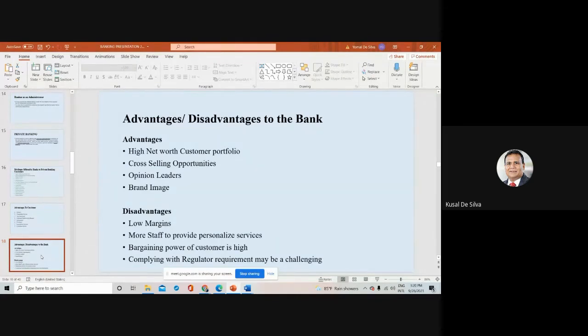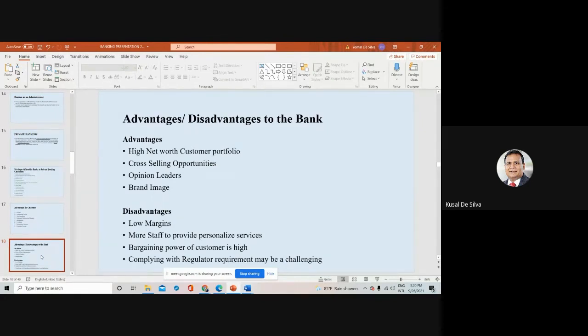Sometimes they may have grandchildren, and they may want to open a minor savings account for them. So these are cross-selling opportunities, and even the grandchildren will come along with them to the bank, and from their small days they will get familiar with the bank environment, the name of the bank, or the brand. So when they grow, they will continue to bank with that particular bank. That's the kind of advantage to the bank.